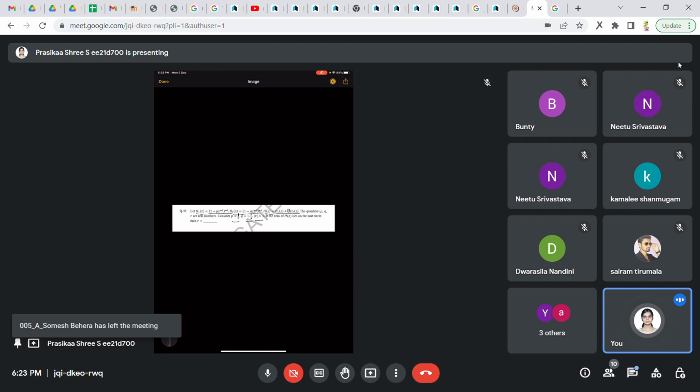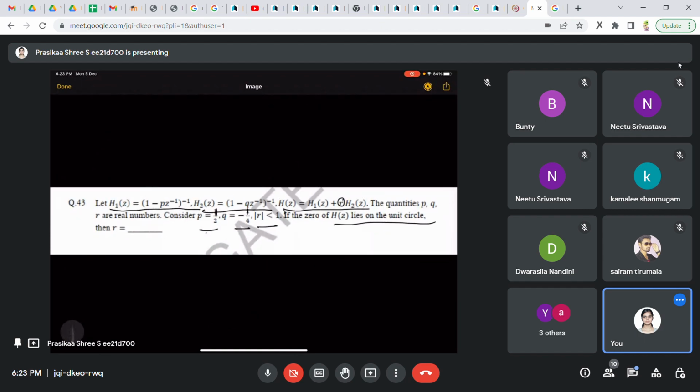So if the zero of h of z lies on the unit circle, what is the value of r? This is one of the GATE questions. Try to solve this question and grasp the idea of whatever this question says, and then just think about how this can be solved. No need to solve it numerically and get the answer. This is quite a bigger problem. So you can think upon what method can be used here, so that when I solve, you can understand it much more easily.